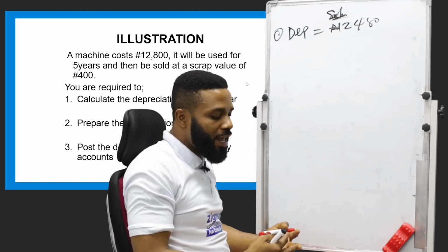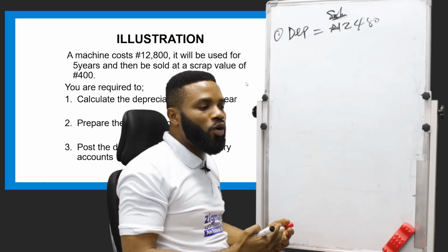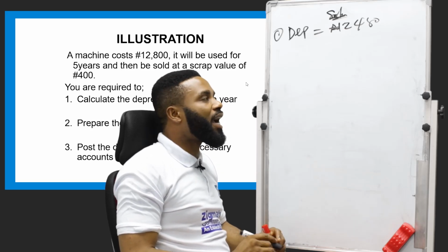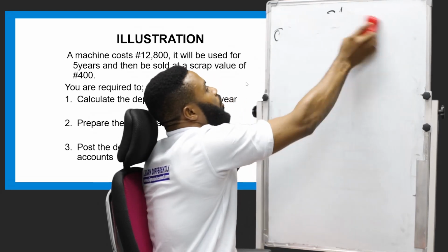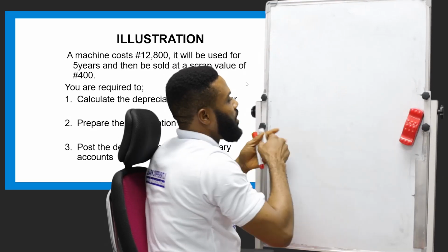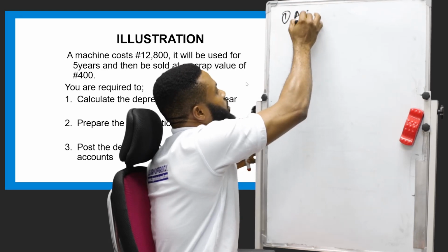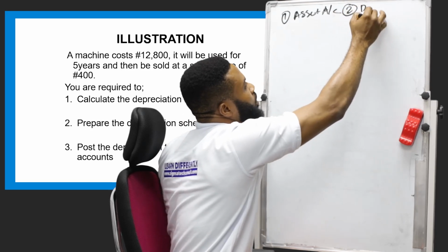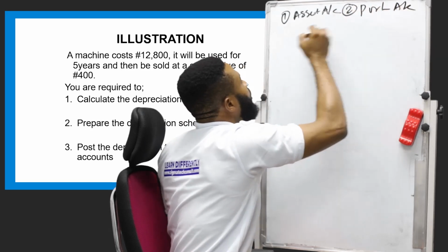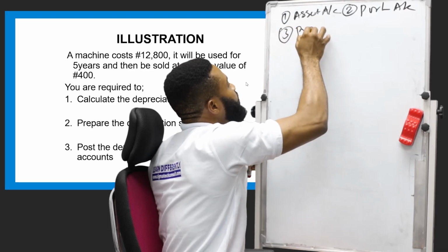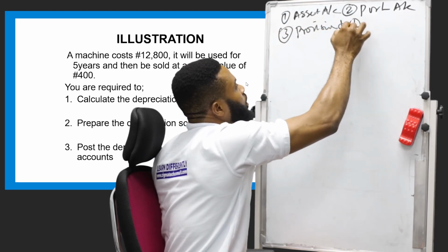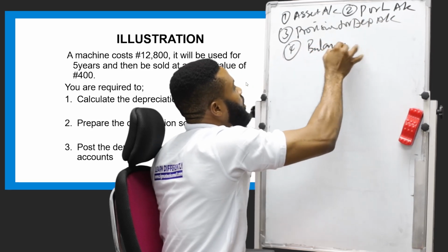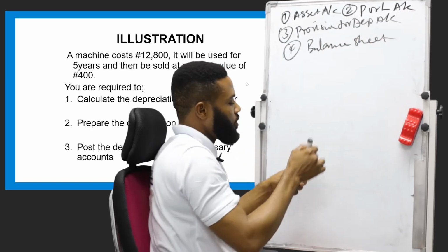Now I have explained earlier that in depreciation, 4 different accounts are prepared. What are they? Number 1, asset account. Number 2, profit or loss account. Number 3, provision for depreciation account. And number 4, the balance sheet. These are the 4 accounts that are involved.